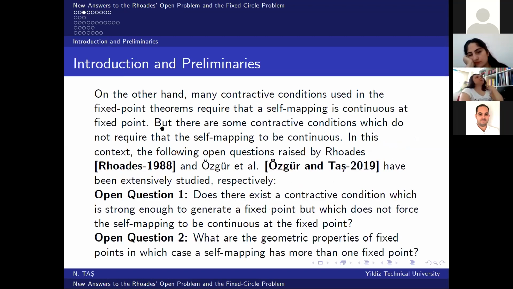On the other hand, many contractive conditions used in fixed point theorems require that a self-mapping is continuous at the fixed point. But there are some contractive conditions which do not require the self-mapping to be continuous. In this context, the following open questions were raised by Rhodes and Özgür et al. The first open question is discontinuity at fixed point. Open question 2 is related to the geometric properties of fixed points. The fixed circle problem arises from open question 2.